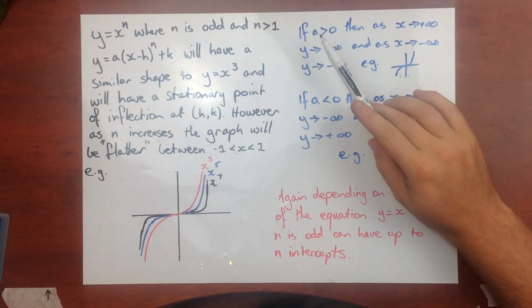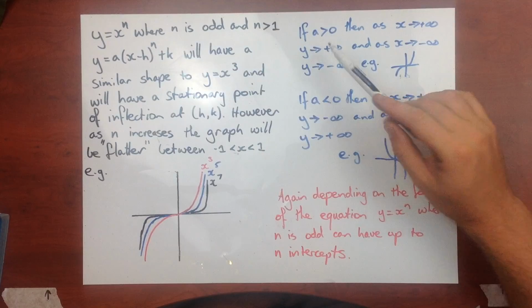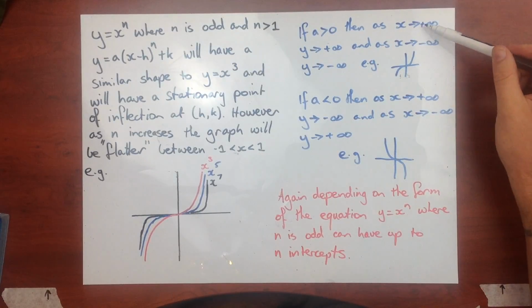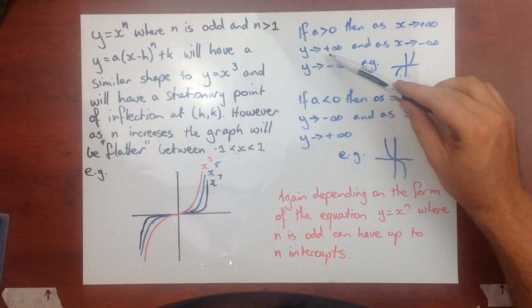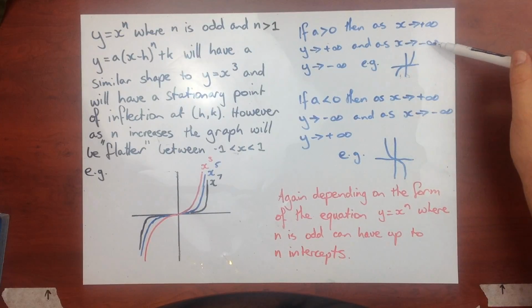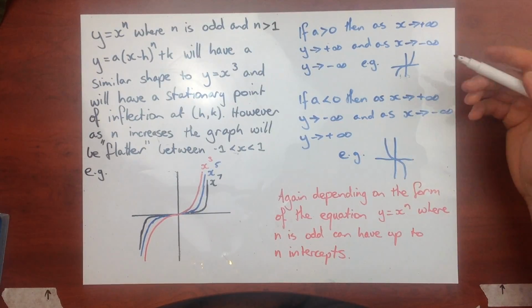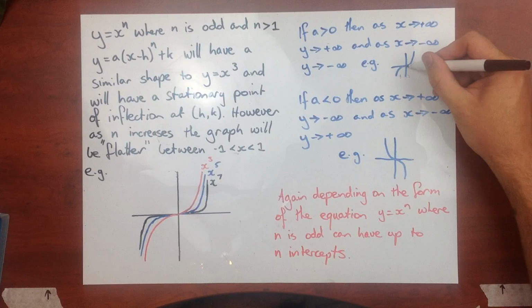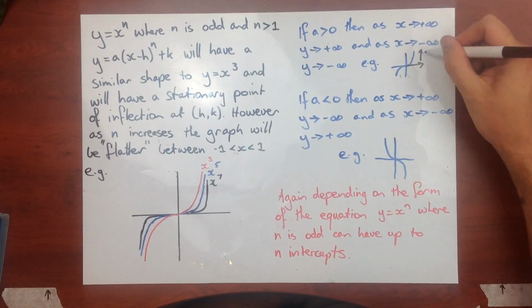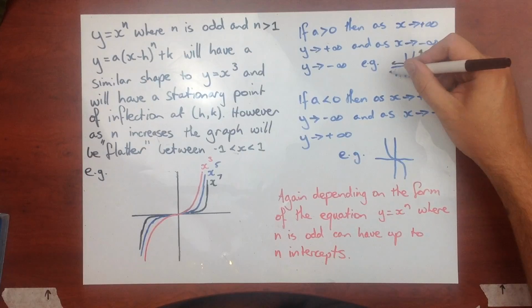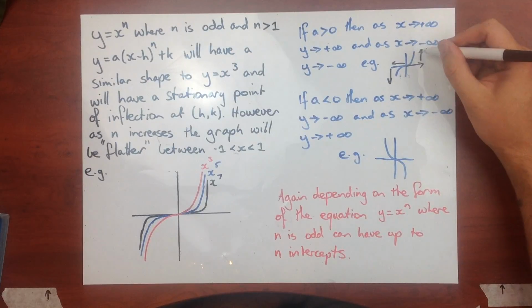Okay, when we have a look here, if a is greater than 0, then as x approaches positive infinity, y approaches positive infinity, and as x approaches negative infinity, y approaches negative infinity. So really what that means is, as x gets bigger this way, y gets bigger this way, and as x gets bigger this way, y gets bigger that way. Okay, so it's going to have that shape.